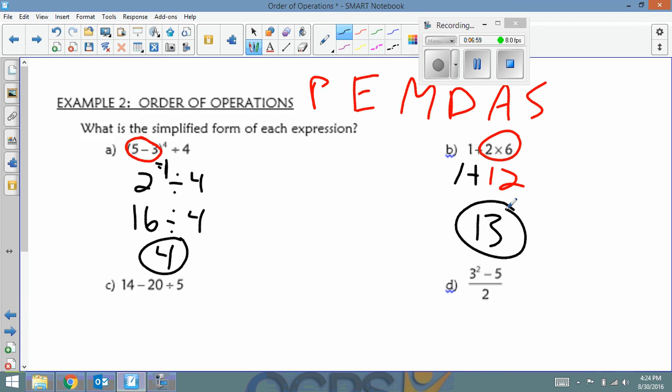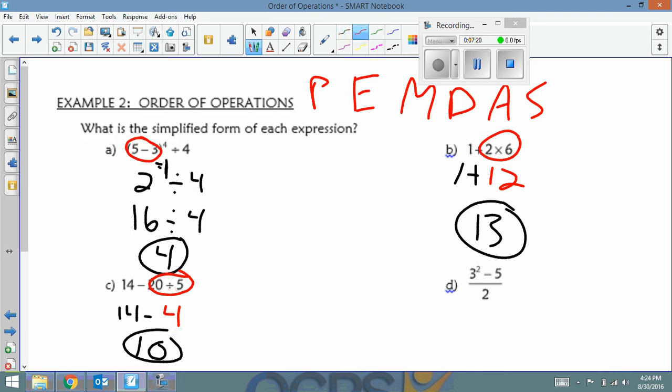On letter C, we don't have any parentheses, we don't have any exponents, we have no multiplication, but we do have division, so we have to do this division first. 20 divided by 5, which is 4. Bring down our 14 minus, and then we only have one thing left. 14 minus 4 is 10.